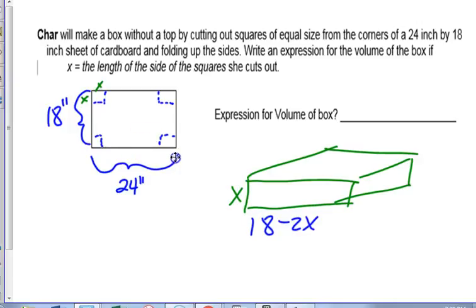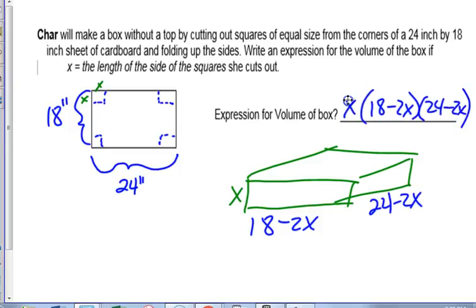And this was 24, and she cut X off each end. All you have to do is write the volume expression, and you're done, okay? You don't have to find when is the volume exactly, blah, blah, blah. Okay, so easy question for the test, actually, right?